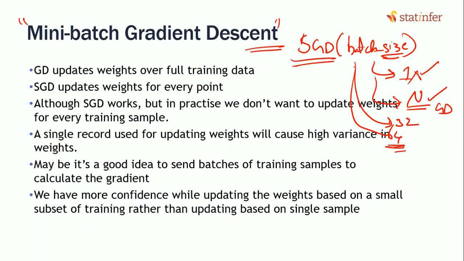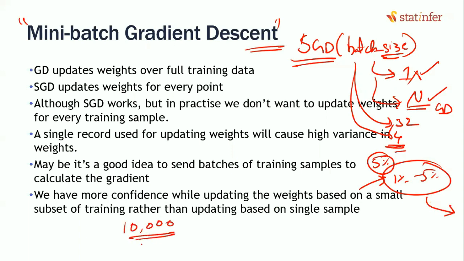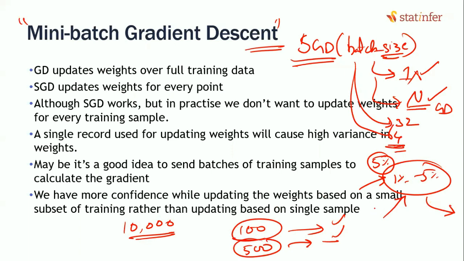We can decide how many records we want to send. Usually it is picked around 1% to 5% of the data as one batch. If you have 10,000 records, what is 1% of it? Maybe 100 records is one batch. What is 5% of it? Maybe 500 records is one batch. There is no exact way of optimizing this. You can choose 1% to 5% as the batch size. You cannot give a percentage, you have to give it as a number.